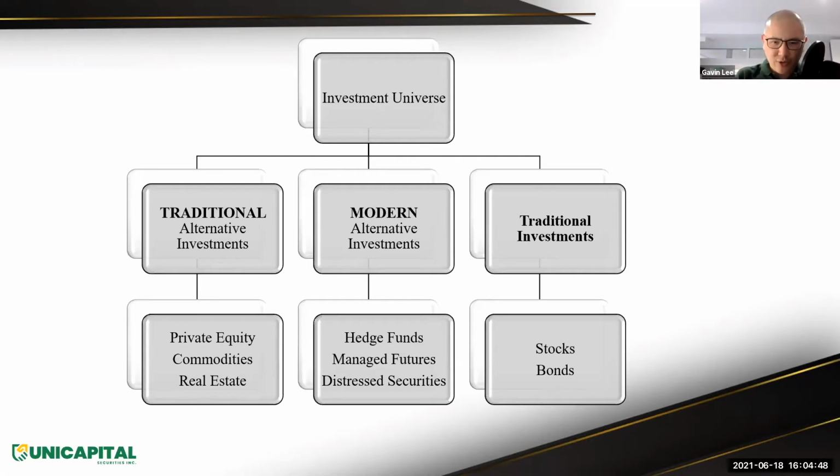We can break it down into two subcategories. So there's what you might call the modern alternative investments, things like hedge funds, managed futures, and distressed securities. And then there are traditional alternative investments. Some of these are familiar to many of you, things like real estate. So if you buy a piece of land, if you buy a condominium and you rent it out, that's a form of alternative investment, actually.